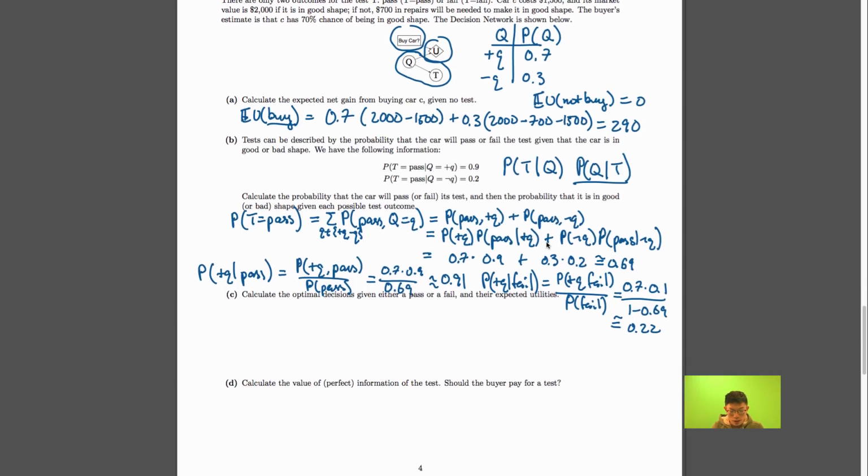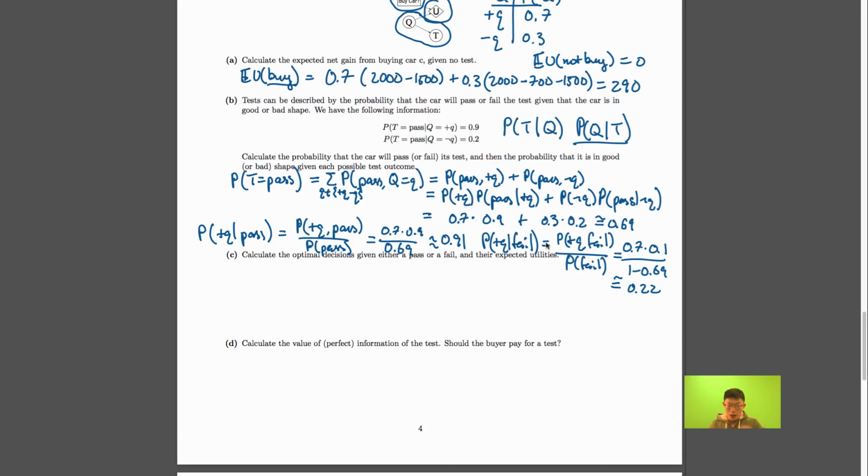All right, so let's look at part C. Now that we've computed these probabilities, let's use them to figure out what the optimal decisions are. So let's look at the expected utility of buying a car if we happen to pass the test. Again, where's the randomness coming from? The randomness is coming from the fact that we still don't know exactly what the quality of the car is, but we do have some information indicating that it's probably a good car because it passed the test.